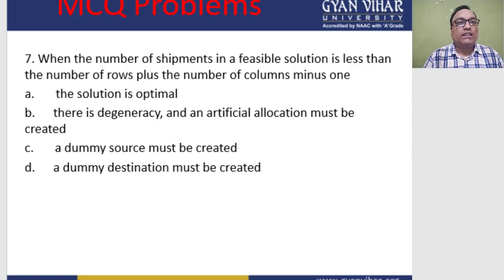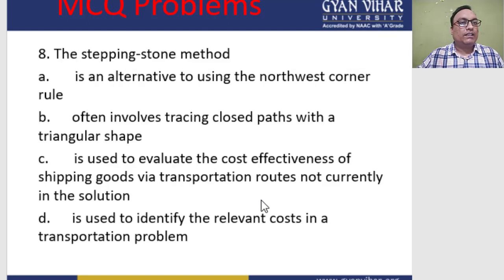When the number of shipments in a feasible solution is less than the number of rows plus the number of columns minus 1, the solution is optimal, and there is a degeneracy, an artificial allocation must be created, a dummy source must be created, or a dummy destination must be created. So for this purpose, a dummy source can be created.